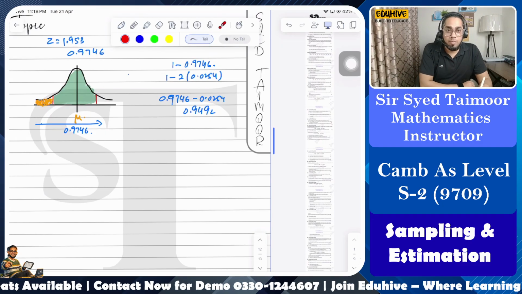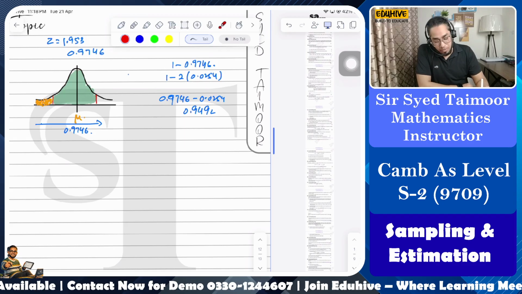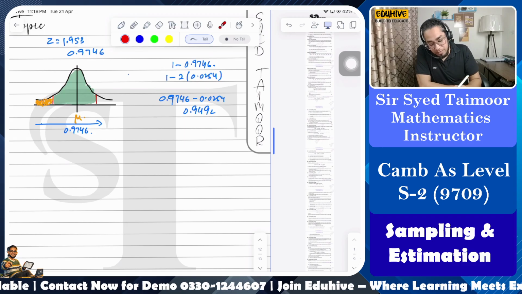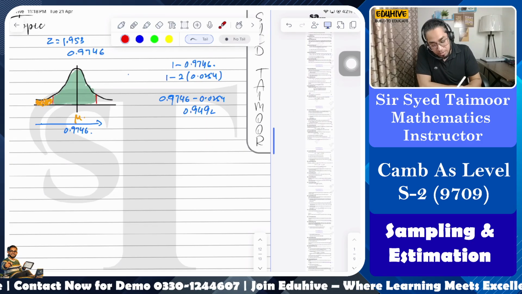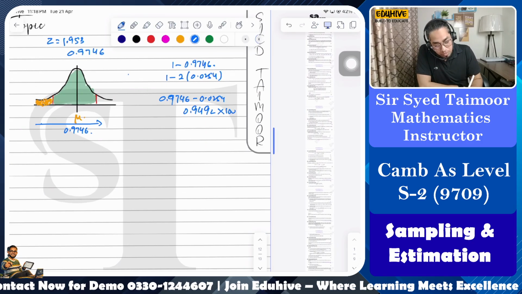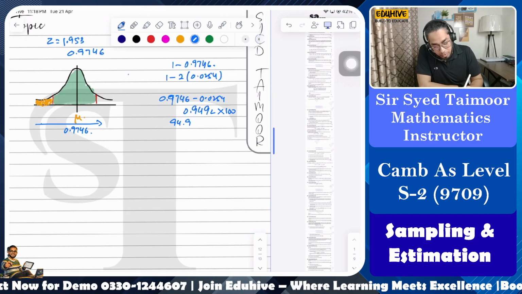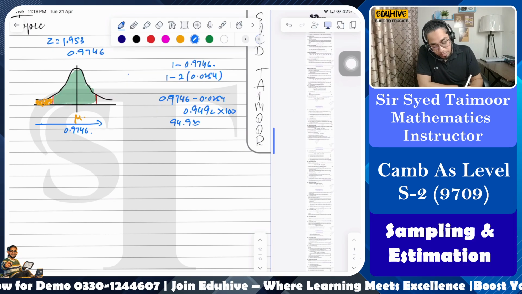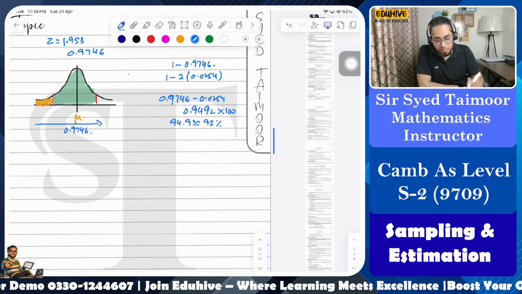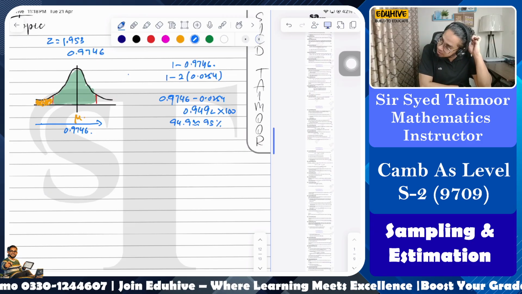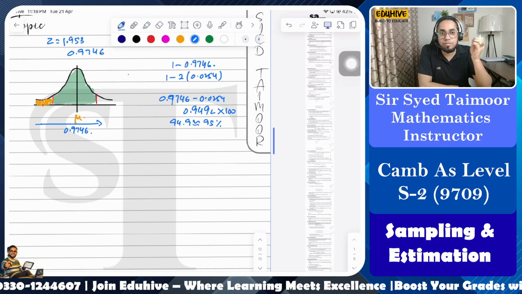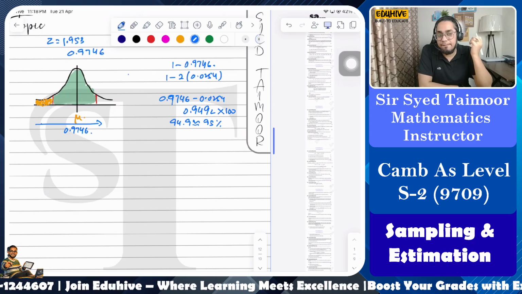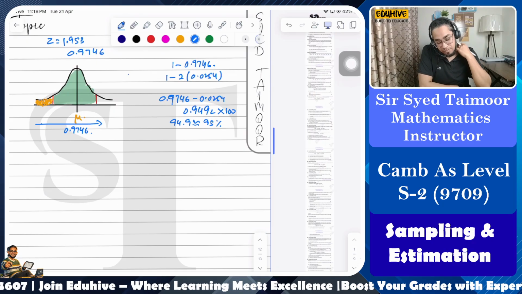Did you get it? Okay, so when I apply this, the percentage, 100%, it is going to be 94.9, which is approximately 95%. Is it 95% over there? Yeah, I got the same.